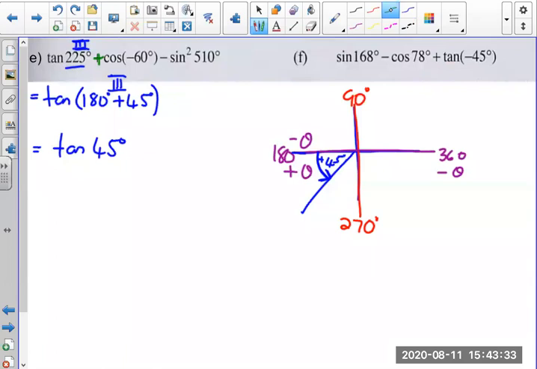Plus cos minus 60. Where's that minus 60? You know that minus 60 is in the fourth quadrant. And you know that all students take chances. In the fourth quadrant, cos is positive. So do I have cos here? So it's fourth quadrant. Cos is positive there, so that will change to plus cos 60.